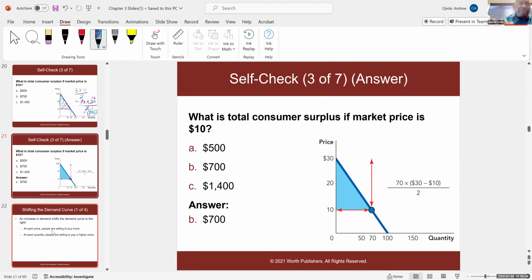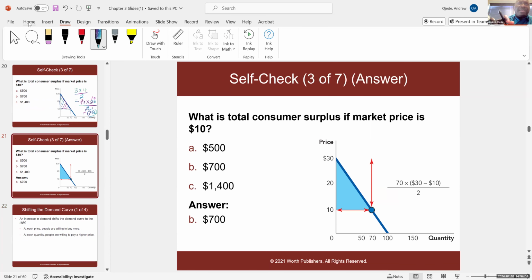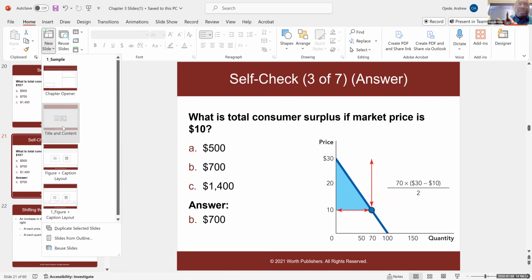So now, let's talk about shifting the demand curve. I want to discuss two concepts that might not be clearly discussed in your textbook, but I want to take it a little further so that you get a complete understanding of the demand curve. So there are two conceptual issues on demand which I want to talk about here. Pay much attention here.